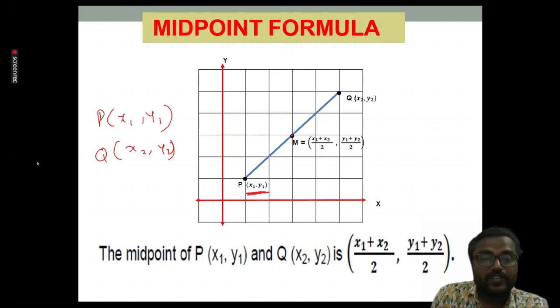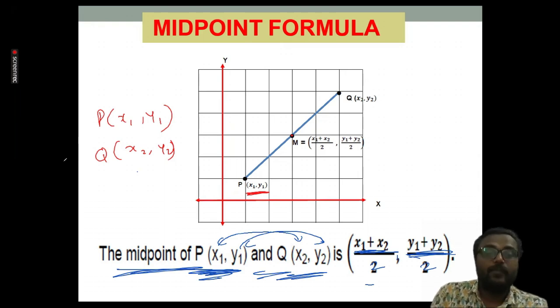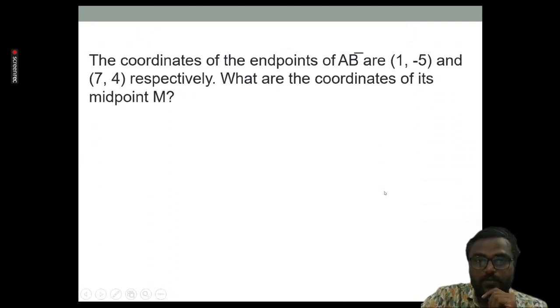So always remember this formula. You can just note it down. The midpoint of P, which has x1 y1, and Q, x2 y2, will always be, you take the average of the x coordinates, so x1 plus x2 divided by 2, comma, y1 plus y2 divided by 2. That is nothing but the midpoint formula. I hope you guys understood it. Let me solve a few questions so that you guys can understand it better.